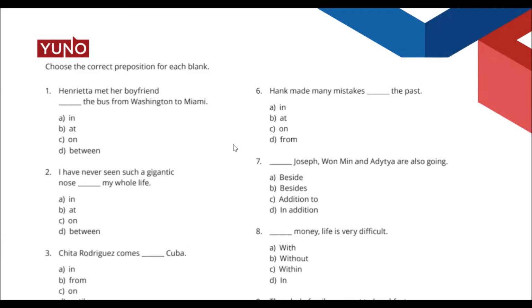Henrietta met her boyfriend in the bus from Washington to Miami. Are you in the bus or on the bus? The bus is moving, the train is moving, the plane is moving. You're on a plane. You're on a train. You're on a bus. On the bus. Yes. So Henrietta met her boyfriend on the bus. It was on the move, right? So on the bus from Washington to Miami.